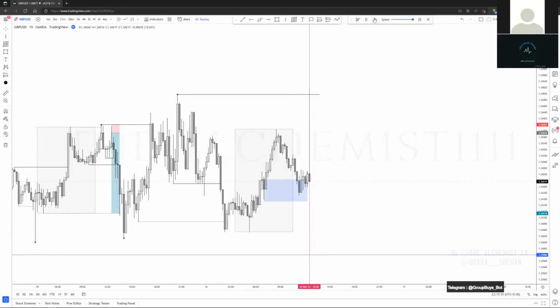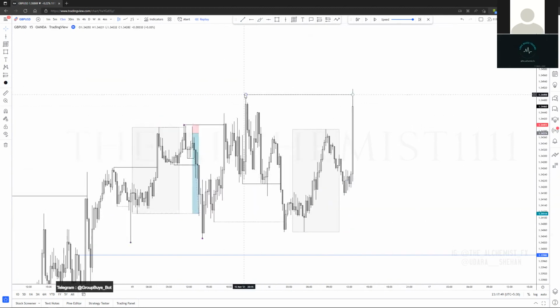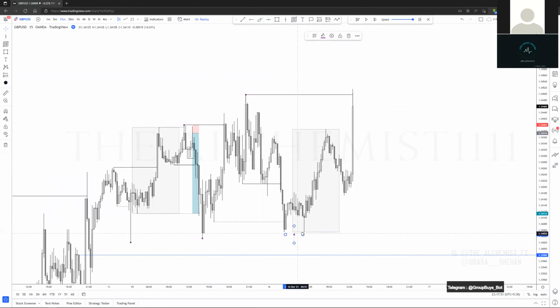Yeah, look at that. Right at Frankfurt Open, what did they do? That is why I told you, focus on timing. Look how quick the moves are. Boom, shot up. And then, yeah, they took out this high. So after taking out this high, this turns into the low of the next range, right?